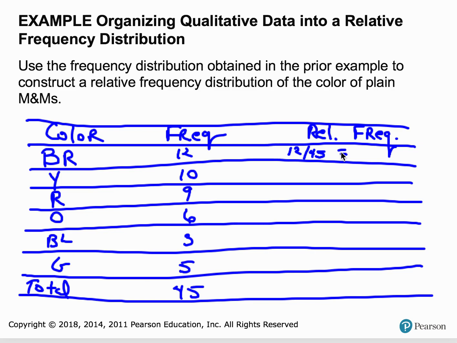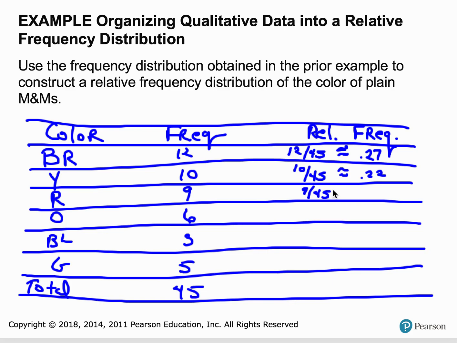Let me get my calculator. So 12 divided by 45 is approximately, right? Approximately 0.27. That's rounded. So we got to think about that also. 10 divided by 45 is about 0.22.